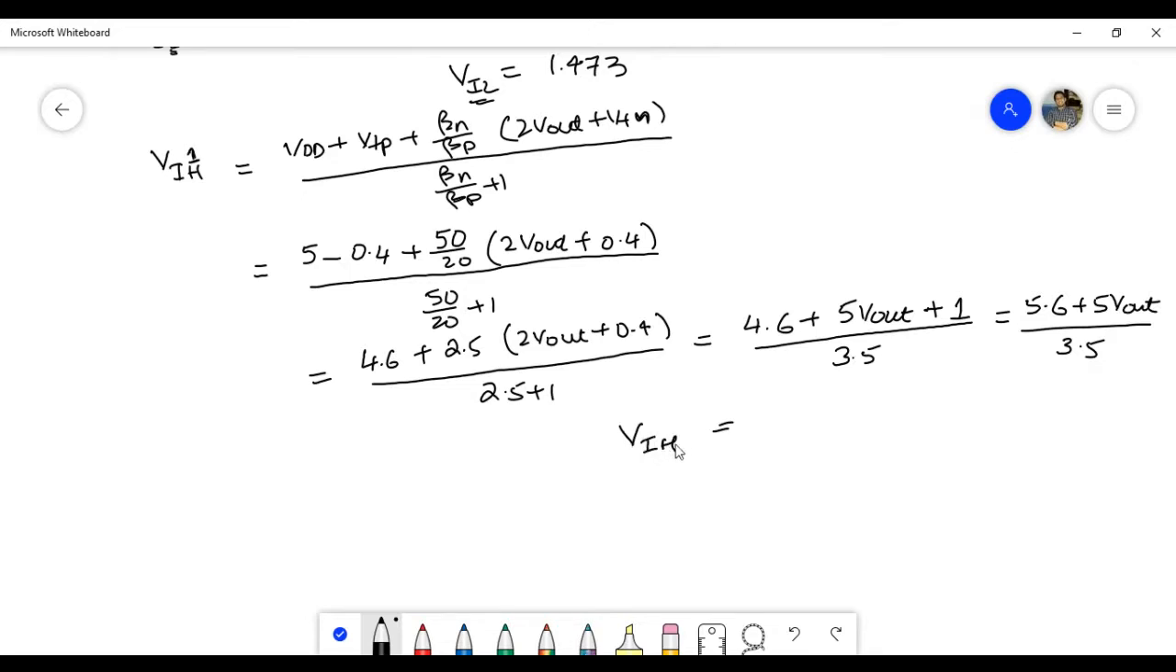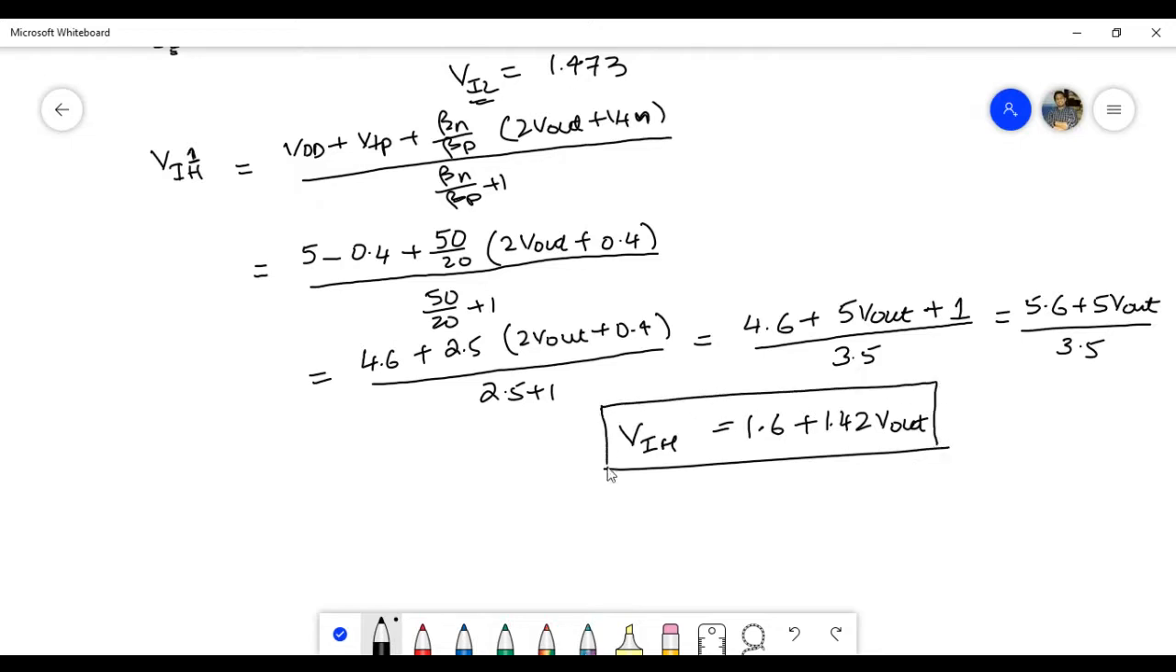VIH. 1.6. 1.6 plus 5 by 3.5. 1.42. 1.42 V out. Okay, this is our VIH.